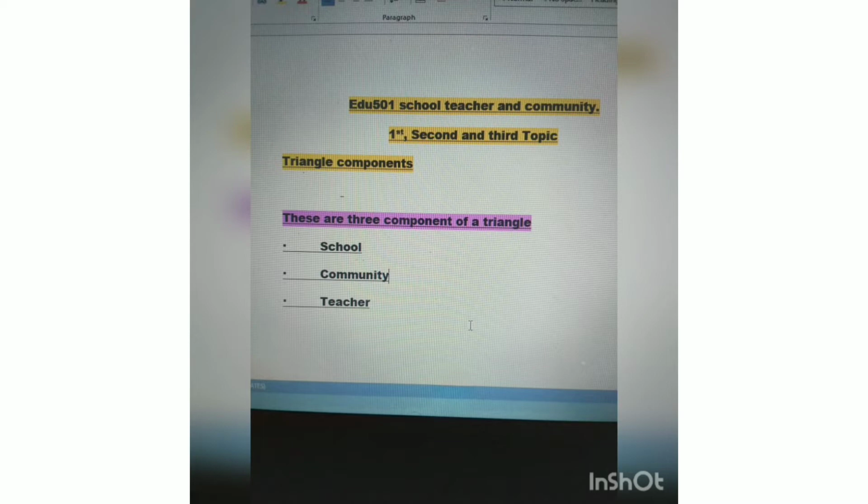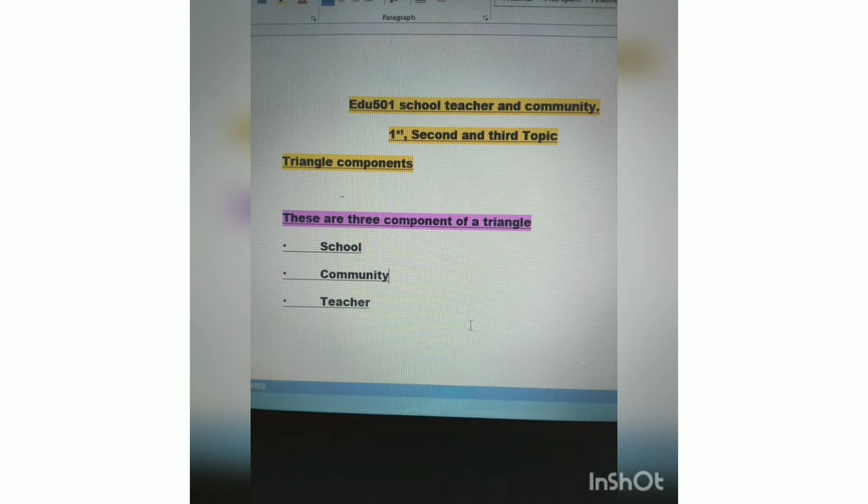Now, second, we will talk about the pillars of society. As we know, the pillars of society are school, community, and teacher, and here they are independent pillars of a society. A nation depends on how the schools are functioning with the cooperation and understanding of the community, and how the teachers are playing an important role by looking at the standards set by the school.